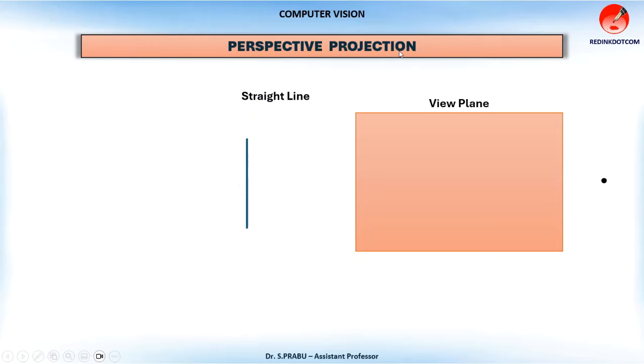Let's move to the perspective projection. I again take the straight line. After the view plane, I can draw one point. This point is called the center of projection.